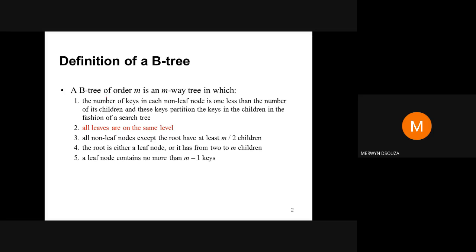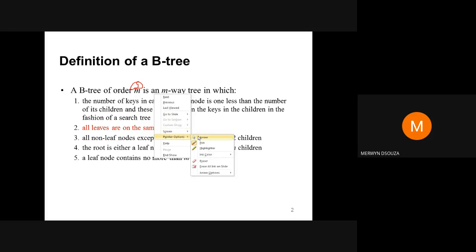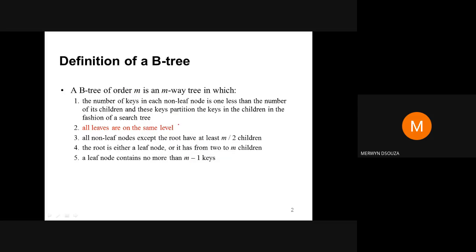There will be something known as an order that will be given to you. Suppose you say B tree of order 5. Then this order will be very important for you to decide how many values will be there in each node. It will decide the maximum number of values in each node and also the minimum number of values in each node. Normally the nodes are known as children, and the values inside those nodes are known as keys.